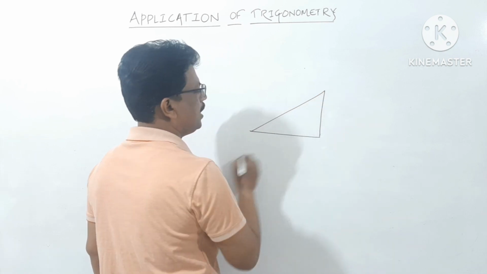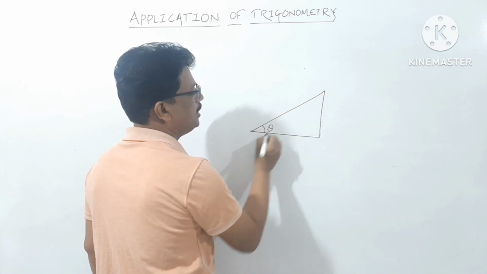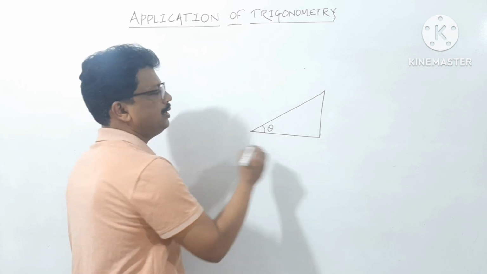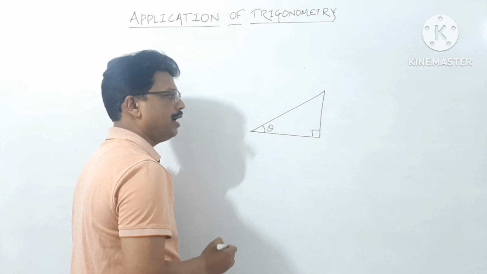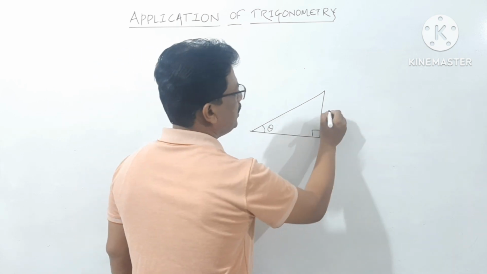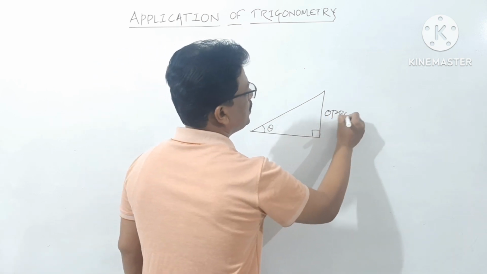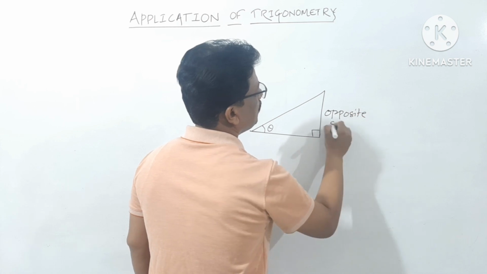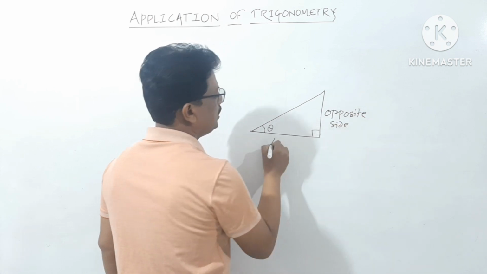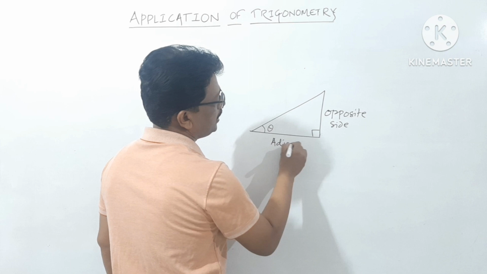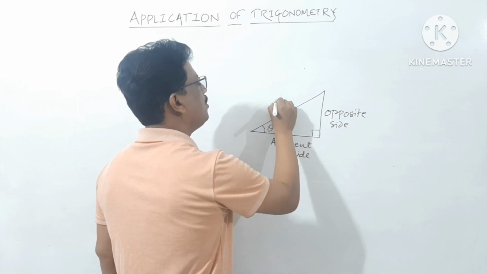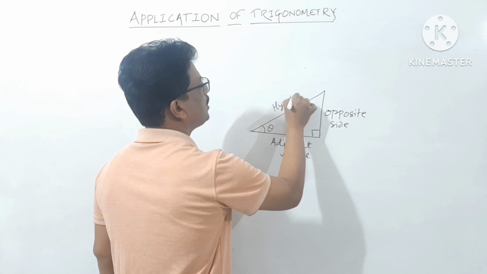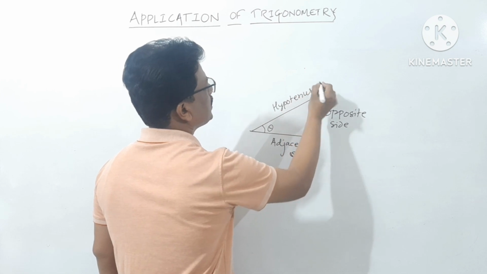Suppose this is a right angle triangle, and this angle is theta. This is the opposite side, this is the adjacent side, and this is the hypotenuse.